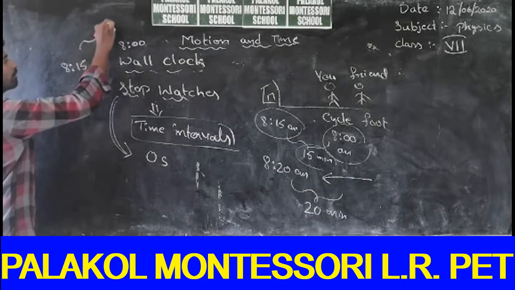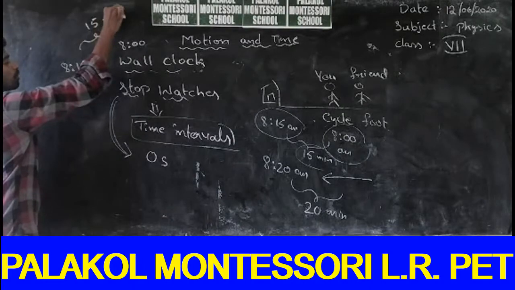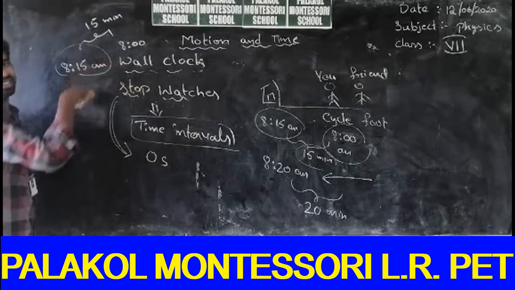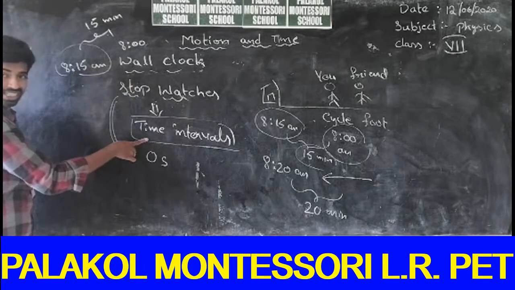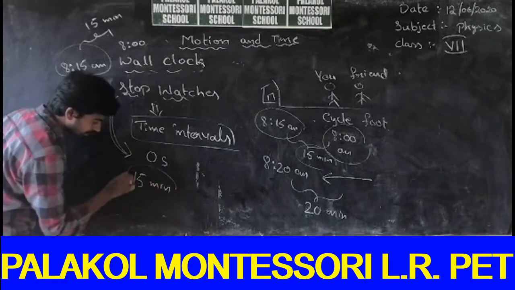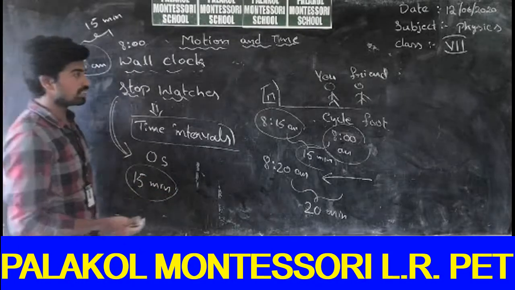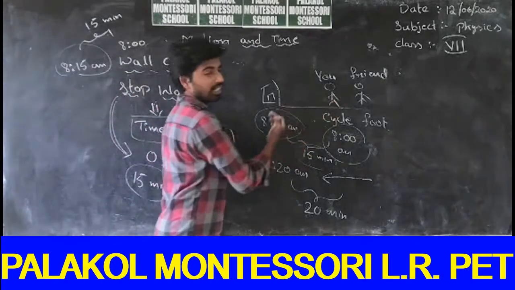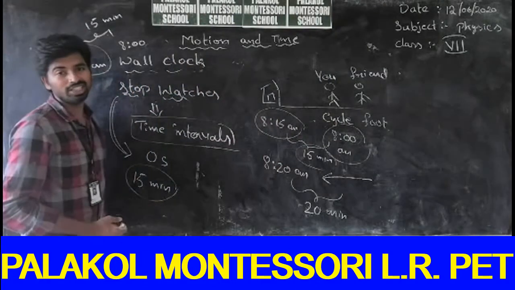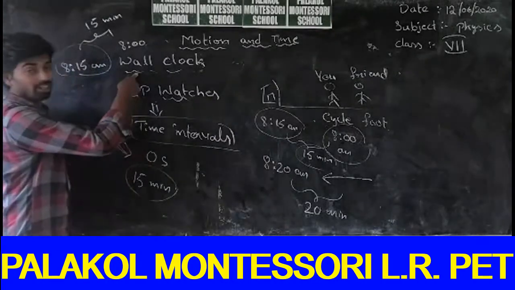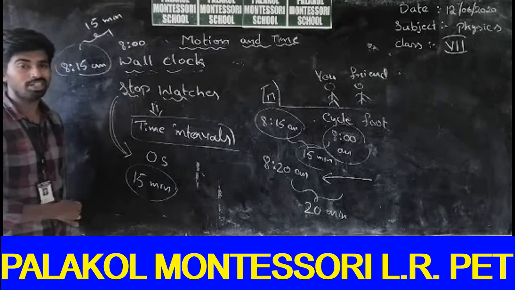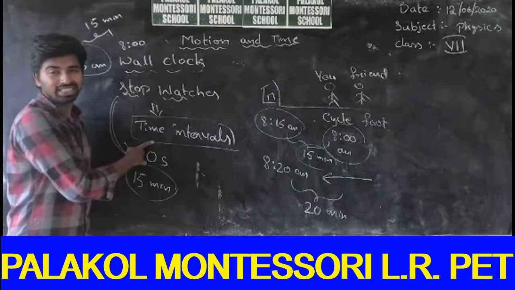So how much time have you taken? 15 minutes. The wall clock shows the exact time, whereas if you see the stopwatch, you will find 15 minutes. What it has given is the time gap. What is the time gap between the start and stop position? The time gap is 15 minutes. We have reached the school within 15 minutes. Wall clocks will show an exact time, whereas stopwatches will be useful to calculate the time intervals.